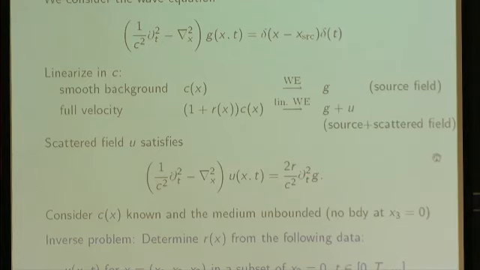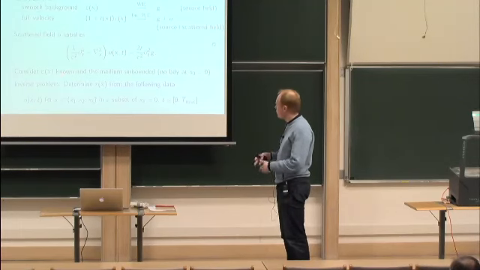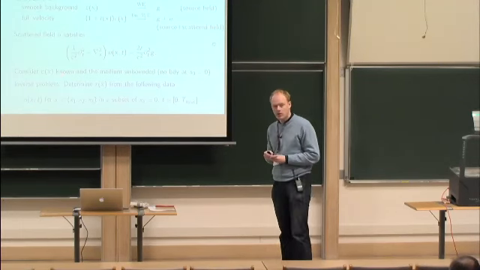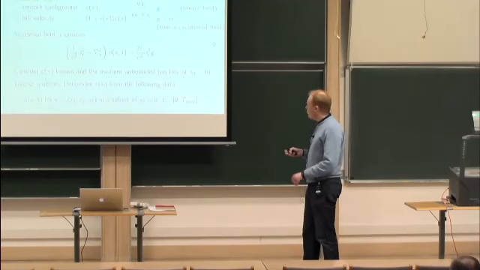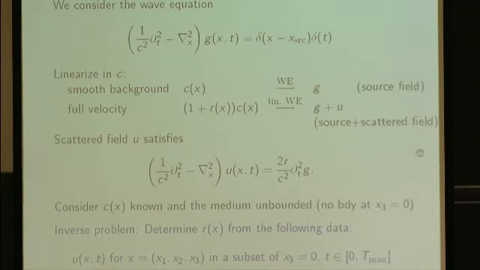So we consider this in the usual setting where the background is assumed known, the usual setting for analyzing migration algorithms. And the medium is considered unbounded. That means that at the top we have this boundary, but this is assumed to be removed. This is realistic with current processing, and it's always done.